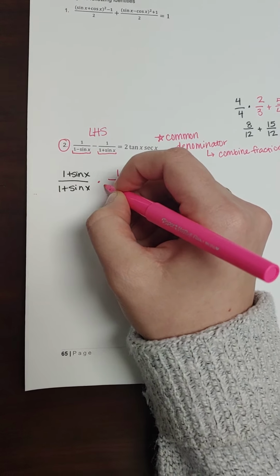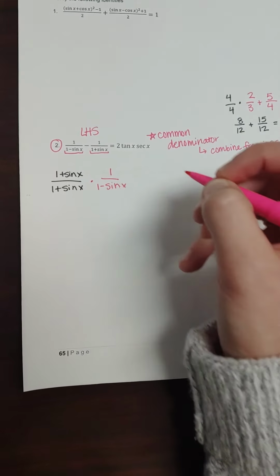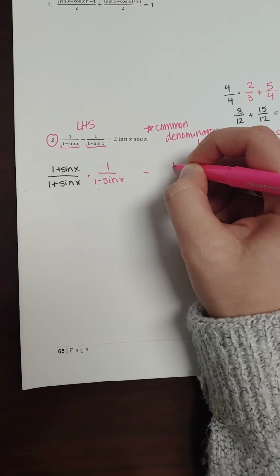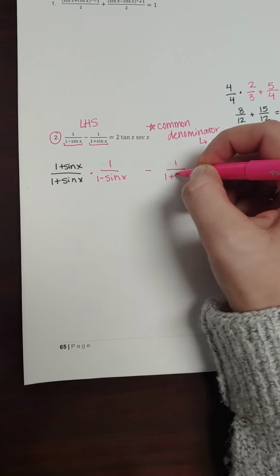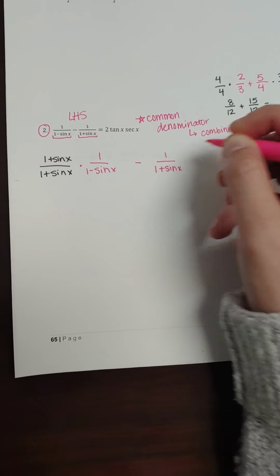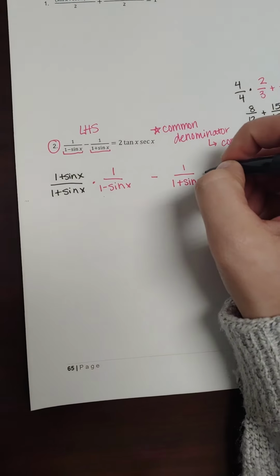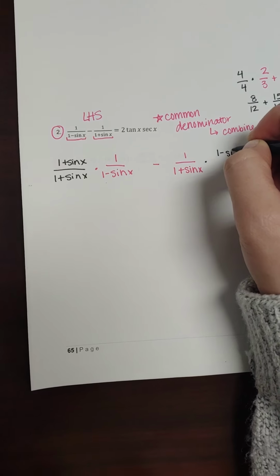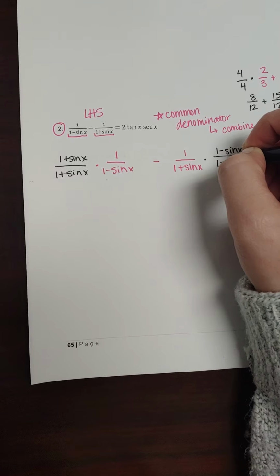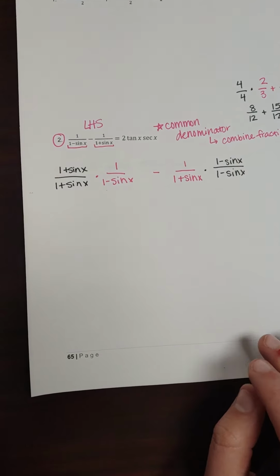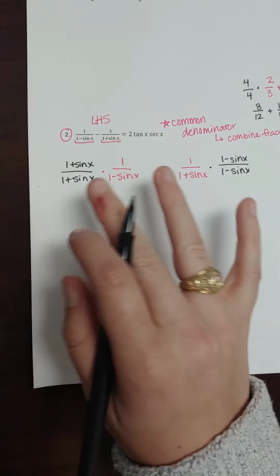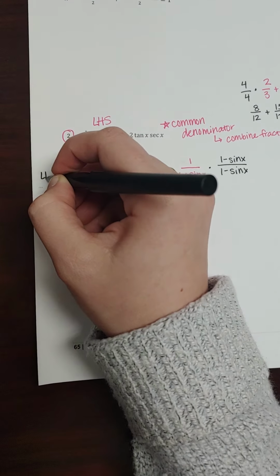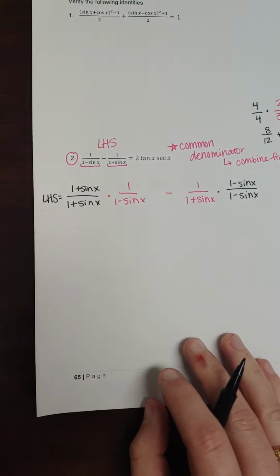So here's my original, 1 minus sin x. Then the other side is the 1 over 1 plus sin x. And that is the fraction I'm going to need to multiply by 1 minus sin x over 1 minus sin x. So again, we always want to be multiplying by 1 to keep these the same. And I forgot to write left-hand side to emphasize that's what I'm doing.